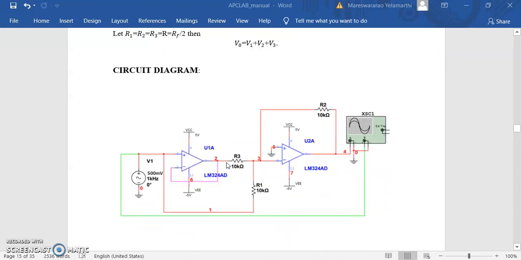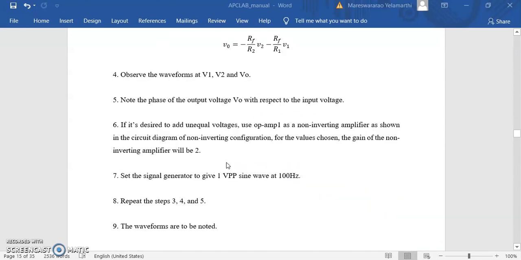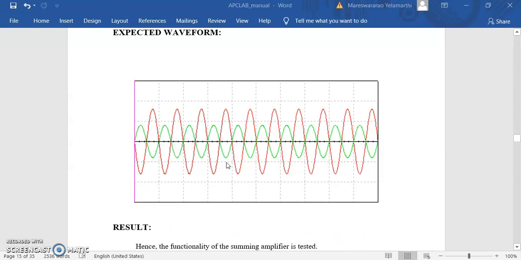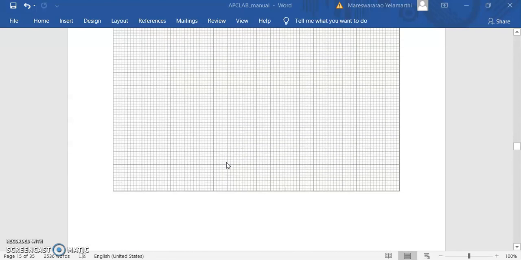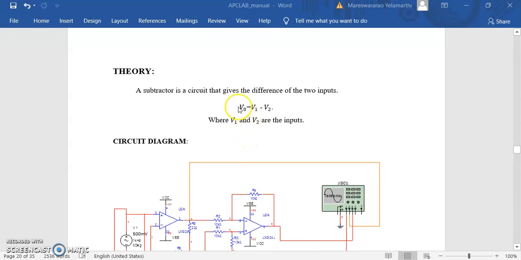Okay, the output equation for this one is V naught equals V1 minus V2. V1 and V2 are the two signals. V1 is applied to one input terminal of an op amp and V2 is applied to the other input terminal of the op amp. So it will produce an output that is the difference between these two input signals V1 and V2. Okay, let me explain in brief.